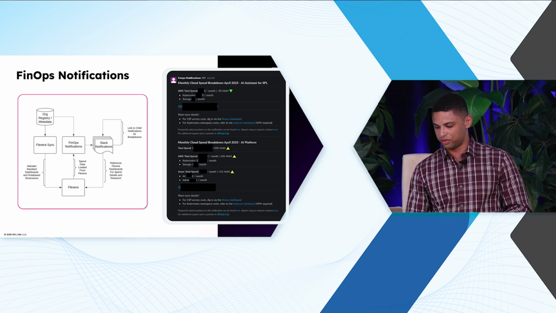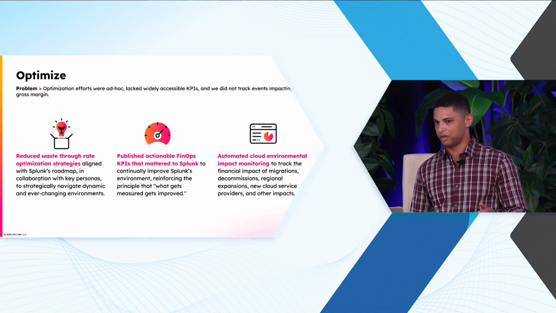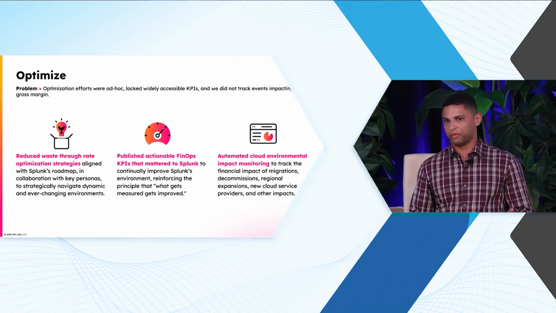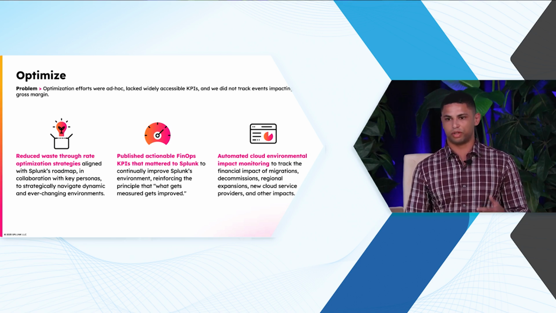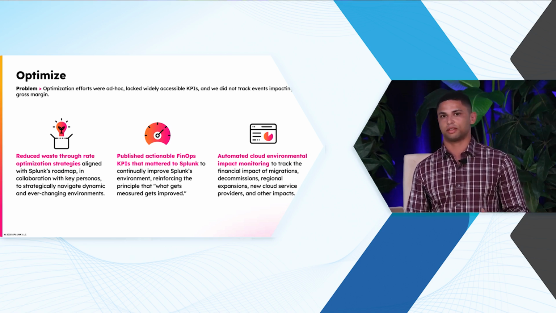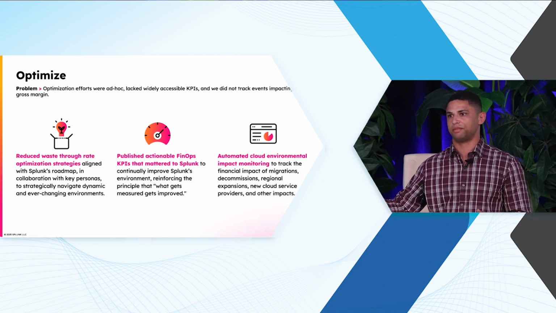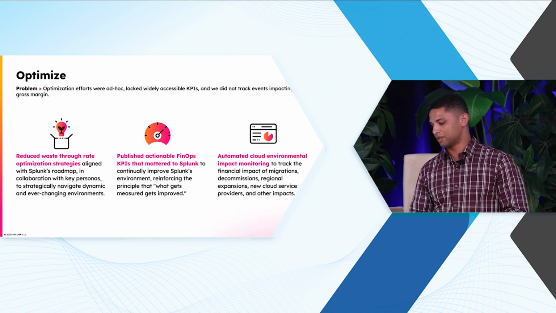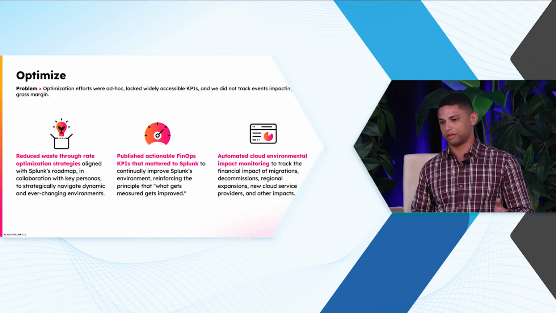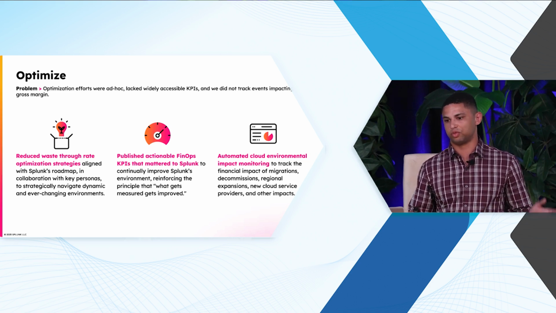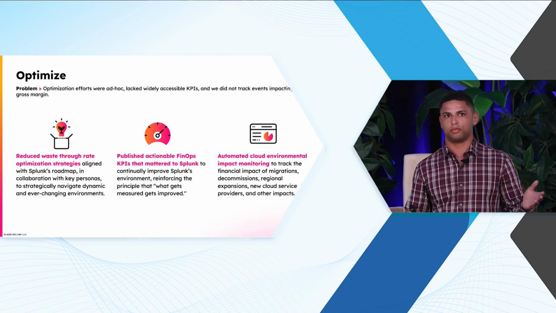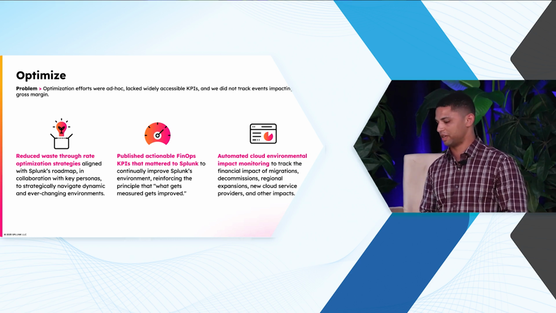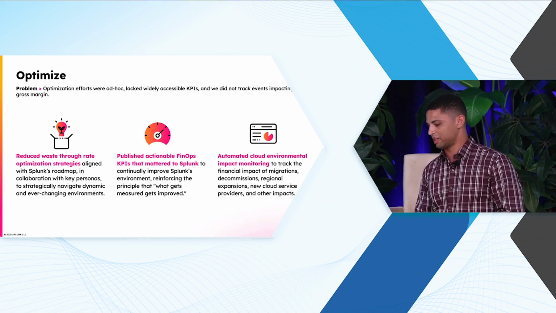So next, that takes us to the optimize phase. Here, we had several problems. We were putting fires out reactively, not necessarily being proactive and getting ahead of the curve. So we were optimizing for rates as someone would talk to us and say, hey, we're spending too much on on-demand. There wasn't a process or strategy in place for optimization.